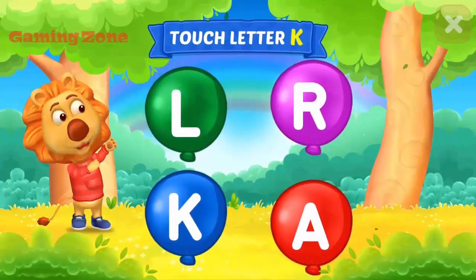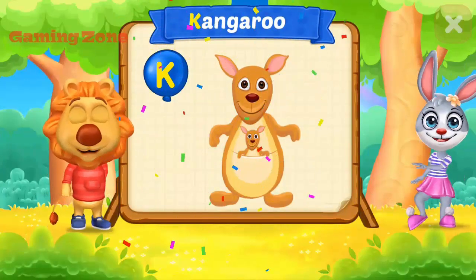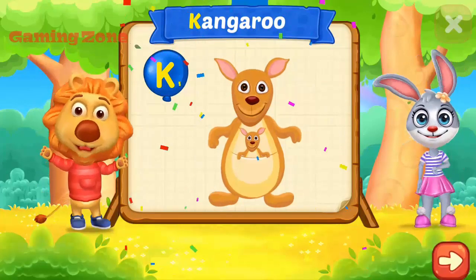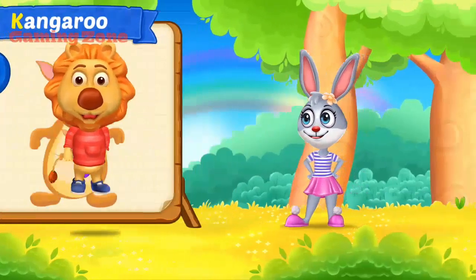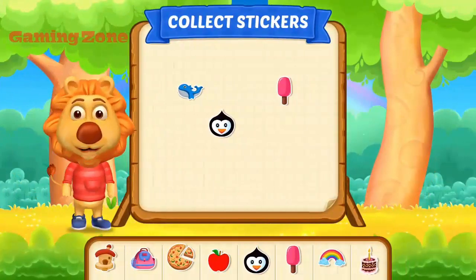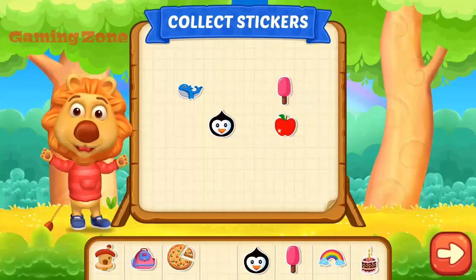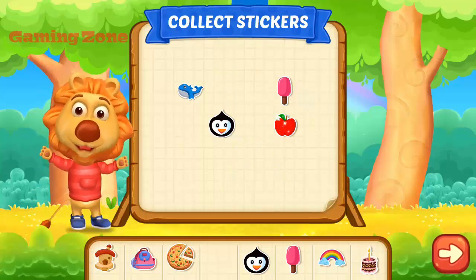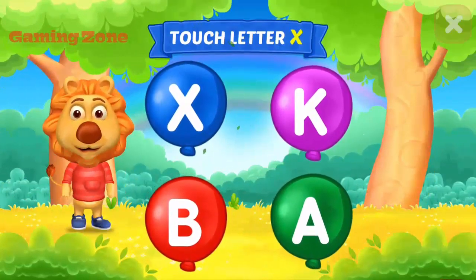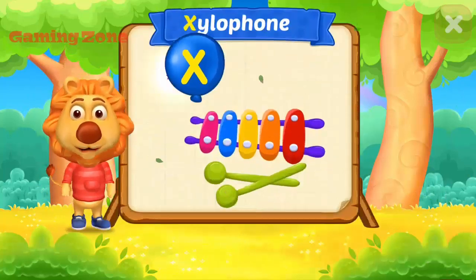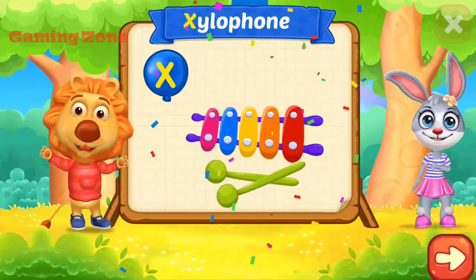Touch letter K. K is for kangaroo. Pick a sticker. Touch letter X. X is for xylophone.